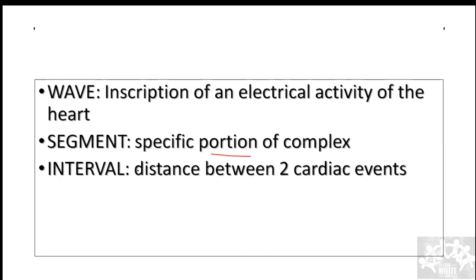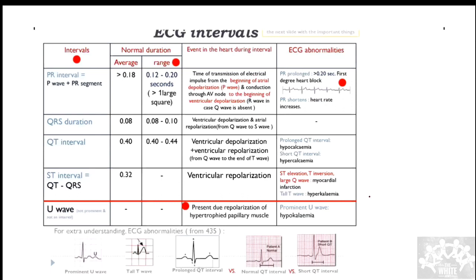A segment is a specific complex. An interval is the distance between two cardiac events. This is the classical definition. To remember, an interval usually contains a wave and an isoelectric segment. Yesterday we saw all this, so you can see yesterday's slides for that.